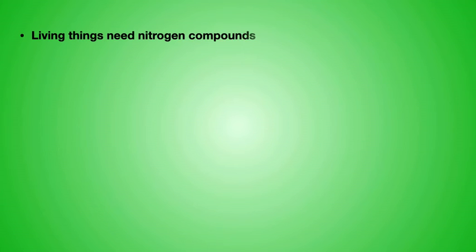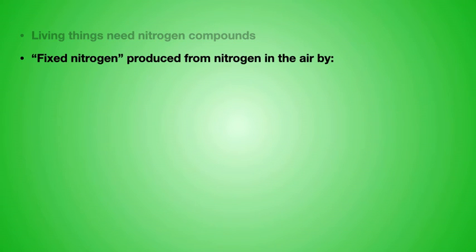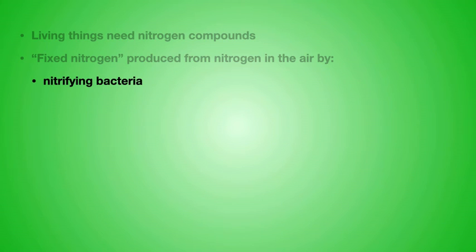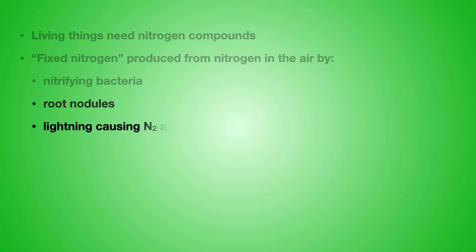So, living things need nitrogen compounds. We call these nitrogen compounds fixed nitrogen, and they're produced from nitrogen in the air by nitrifying bacteria. These are little bacteria in the soil that produce nitrogen compounds, especially nitrates. Now, some of these are contained in the root nodules of peas, beans or clover. Also, lightning can cause nitrogen and oxygen in the air to react, and that also gets nitrates into the soil.